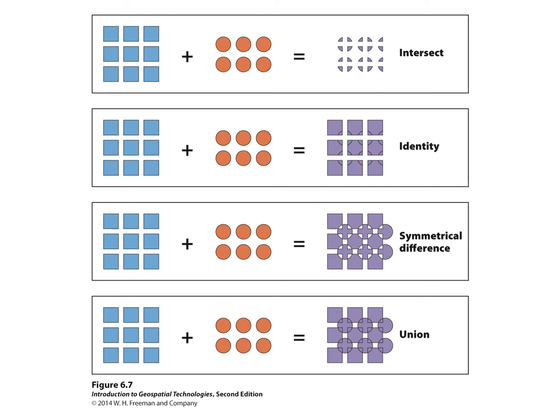Now, if we did identity, identity would join the two data sets together, but it would do it differently. So we're starting out with the blue squares, and then we're going to overlay the red circles with an identity function, and what it's going to do is then tell us what part of the blue squares is in the red circles.